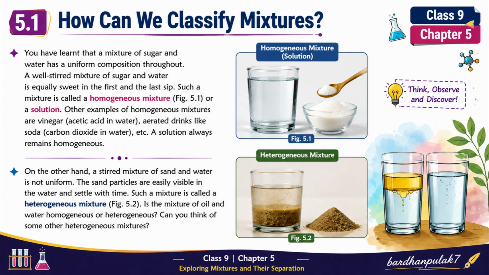So, if we summarize this topic, if the composition is uniform throughout, it is a homogeneous mixture, and if the composition is not uniform and the different components can be seen separately, it is called a heterogeneous mixture. So, this is the basic classification of mixtures that we need to remember.